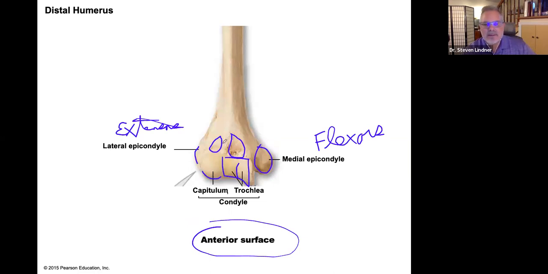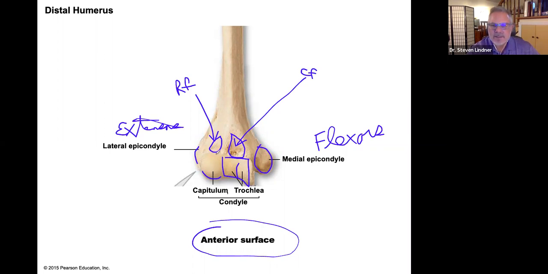Let's go back to the anterior forearm. This fossa here is the radial fossa. And then this fossa here is the coronoid fossa. And that's when the elbow flexes.